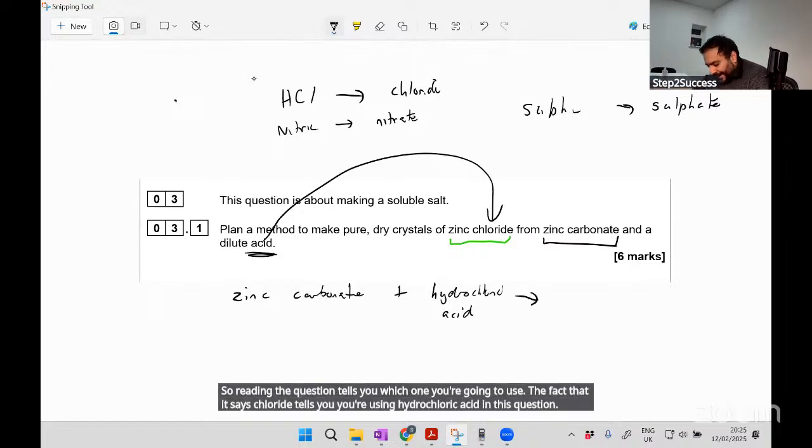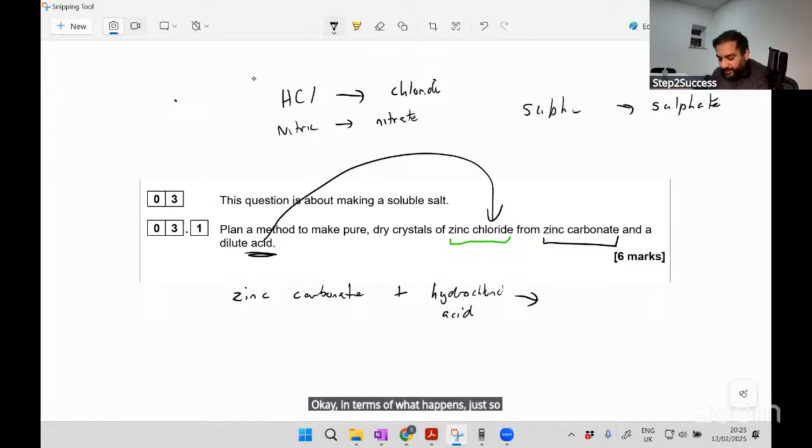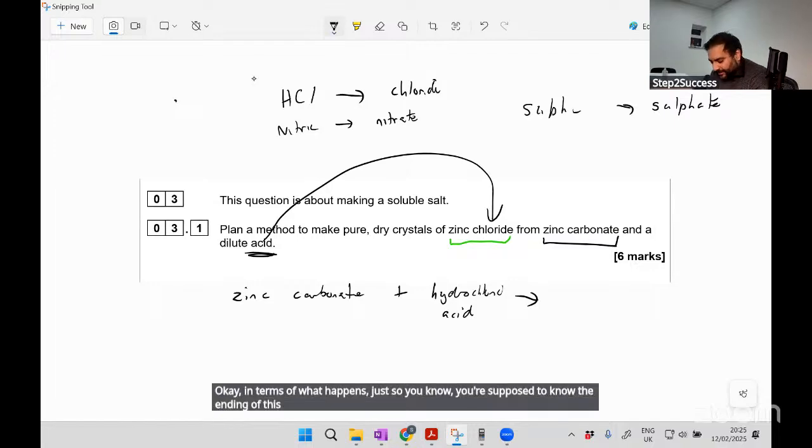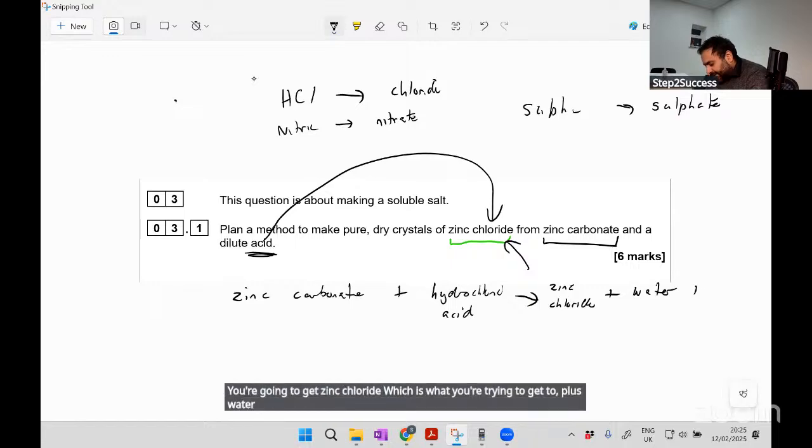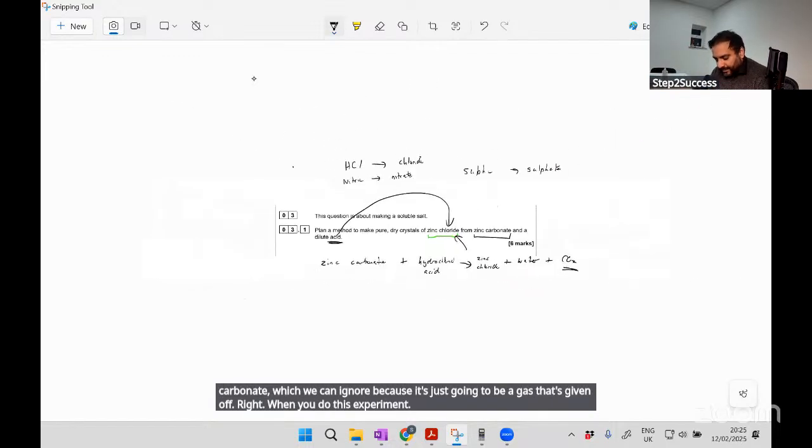Okay, in terms of what happens, just so you know, you're supposed to know the ending of this, even though you don't really need to for this one. You're going to get zinc chloride, which is what you're trying to get to, plus water. And you're going to get some carbon dioxide given off because of the carbonate, which we can ignore because it's just going to be a gas that's given off.